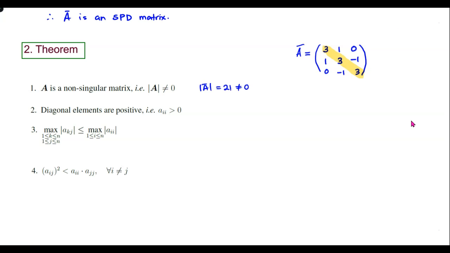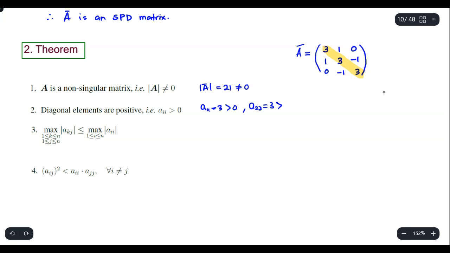The second one: the diagonal elements are positive. A11 is 3, A22 is also 3, A33 is also 3. So all of them are positive, and we are okay with that. A11 is 3, so positive. A22 is also 3, positive. A33 equals 3, so positive. All right, so we are okay with condition number 2.